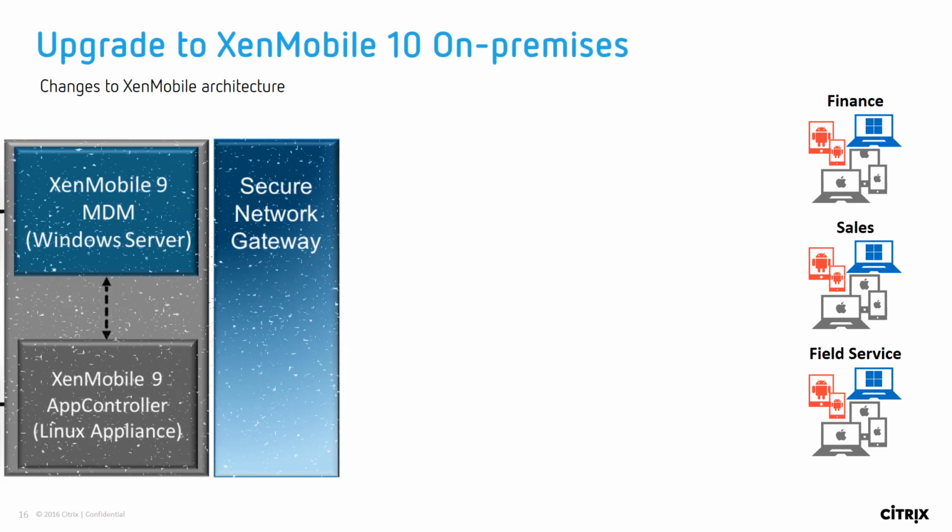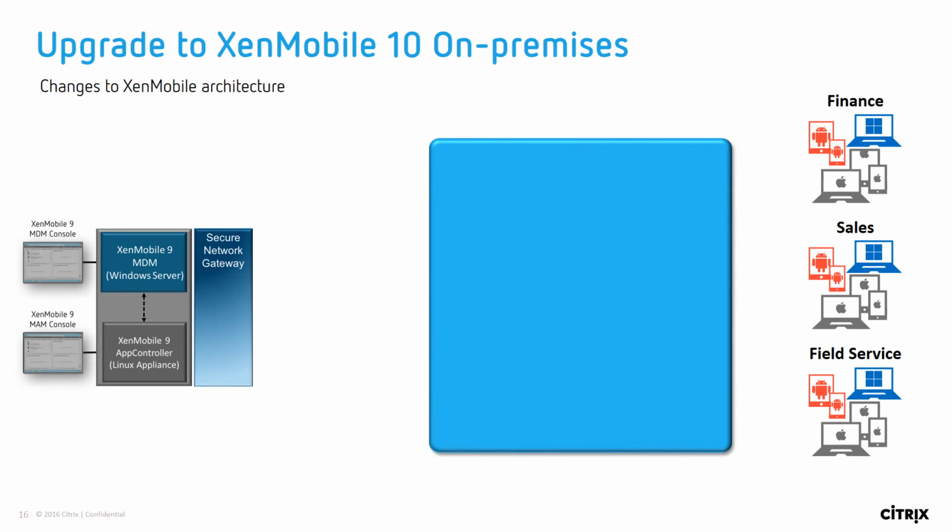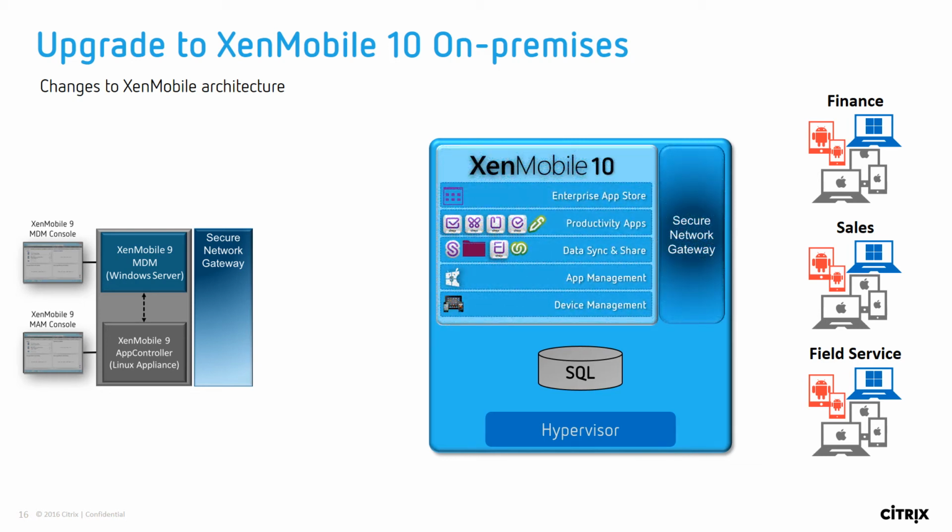The server infrastructure has changed. Your server now requires a hypervisor and a SQL database to run the XenMobile server instance, which is now a Linux appliance. Benefits of this change include being able to run multiple XenMobile instances on the same server, and Windows server licenses are no longer required to run XenMobile.